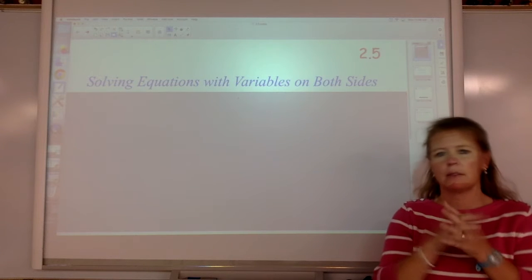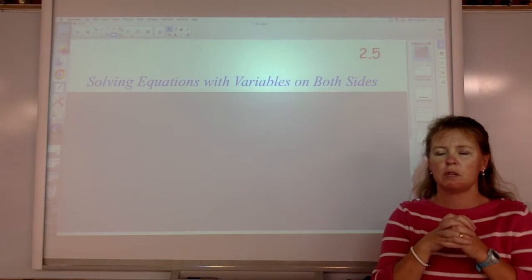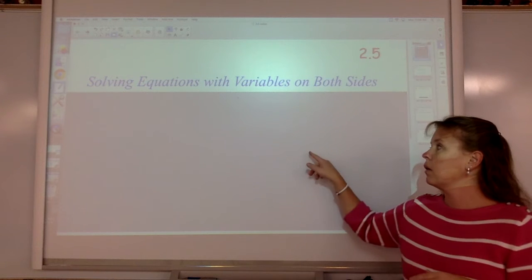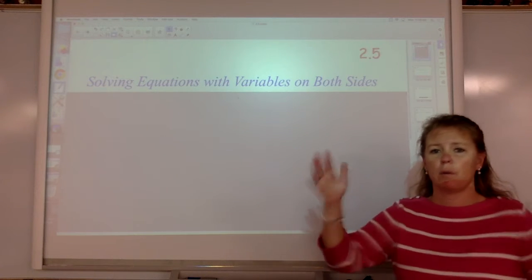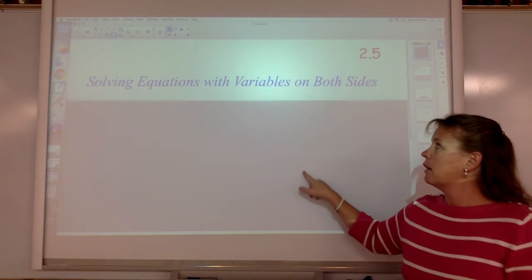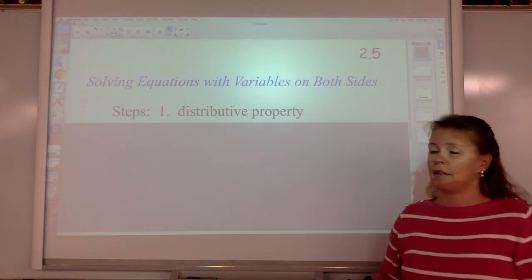So it's going to cause probably a little bit more confusion and more questions of like, how do I know where to put the x? Or how do I know where to put the numbers? It was easy before when we had all x's on one side, we just put the numbers on the other side. This time, we're going to have to do a little work.